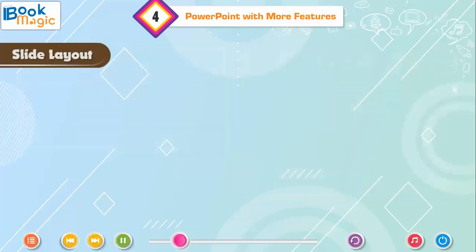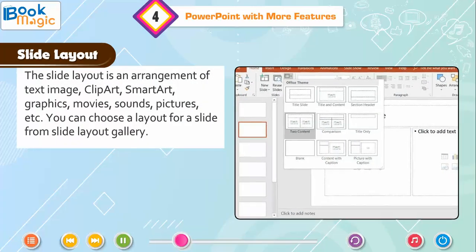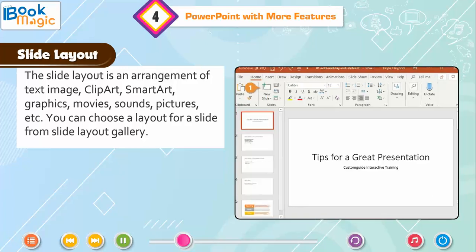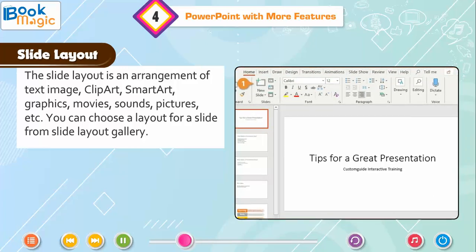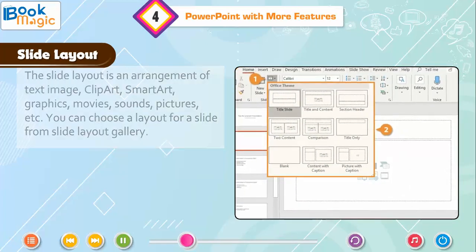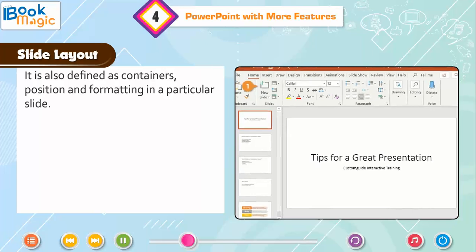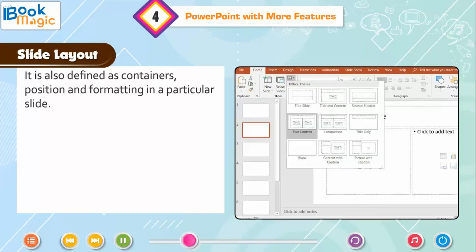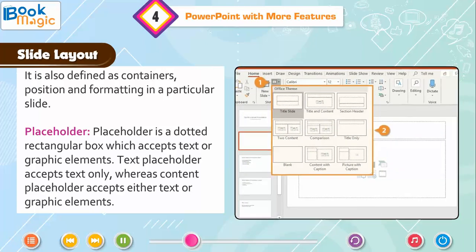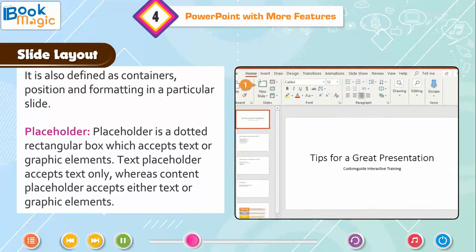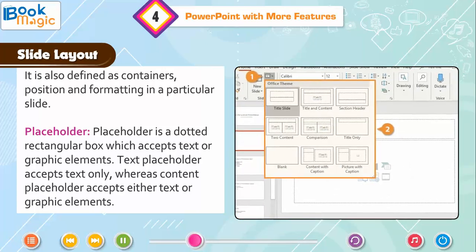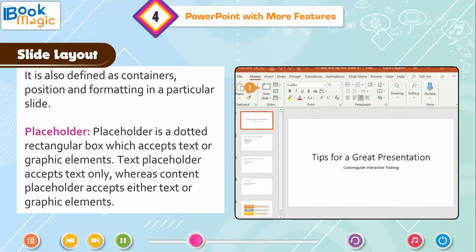by one. Slide layout. The slide layout is an arrangement of text, image, clip art, smart art, graphics, movies, sounds, pictures, etc. You can choose a layout for a slide from Slide Layout Gallery. It is also defined as containers, position, and formatting in a particular slide. Placeholder. Placeholder is a dotted rectangular box which accepts text or graphic elements. Text placeholder accepts text only, whereas content placeholder accepts either text or graphic elements.